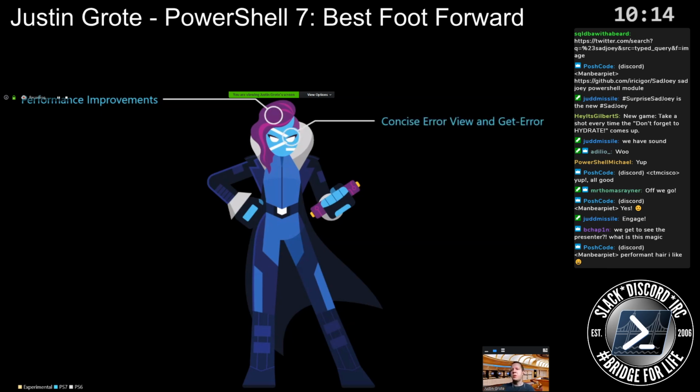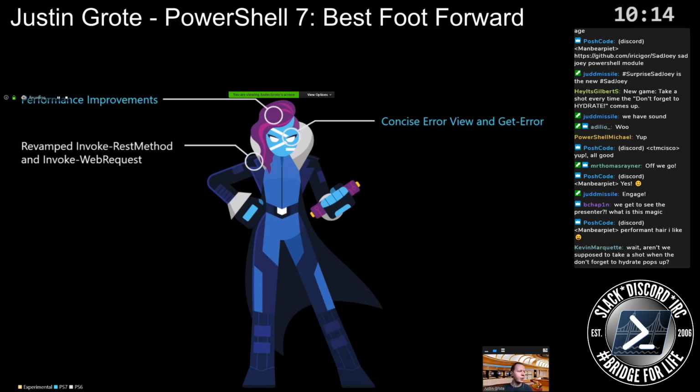New improvements to error views and the way that those errors are displayed. Some real improvements there, and makes it much easier to kind of keep your focus on your problems and keep yourself more productive. Invoke-RestMethod and Invoke-WebRequest have been completely rewritten. Those are now done in such a way that they use a new library, and they have tons of new features that make them much more suitable to interacting with REST APIs or any kind of web requests, and really be able to power that up.